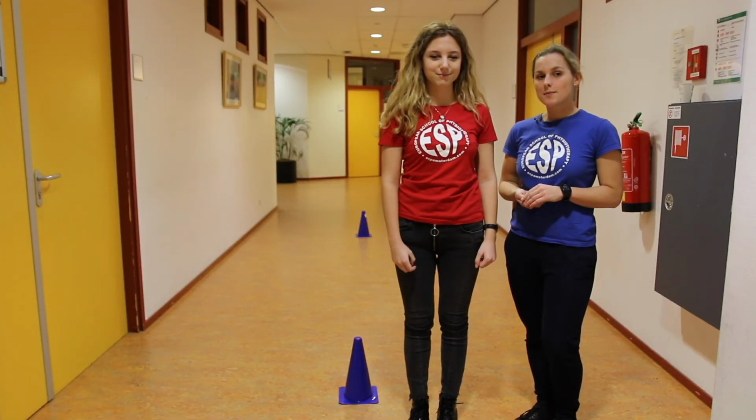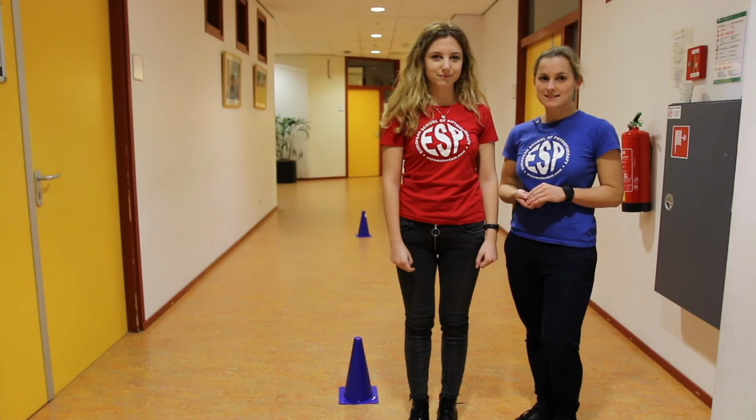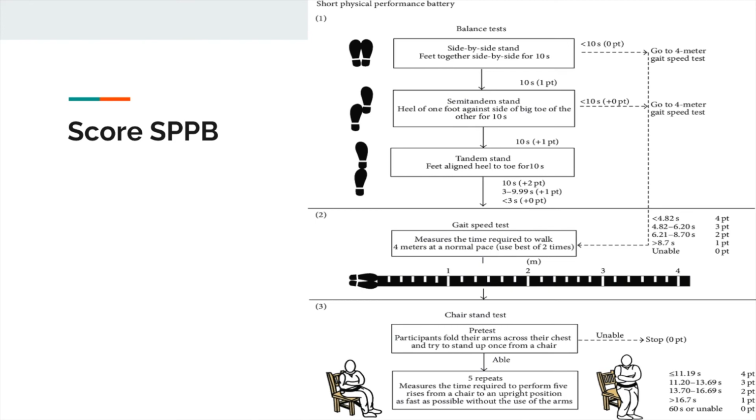Thanks for watching our video about the short physical performance battery test. We hope you enjoyed it. This table shows the normal cutoff points for each test. The maximum score is 12 points, and a score of less than 8 points indicates poor physical performance.